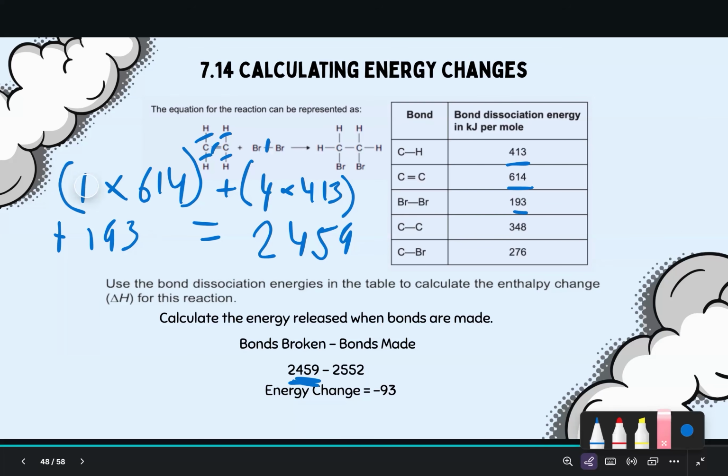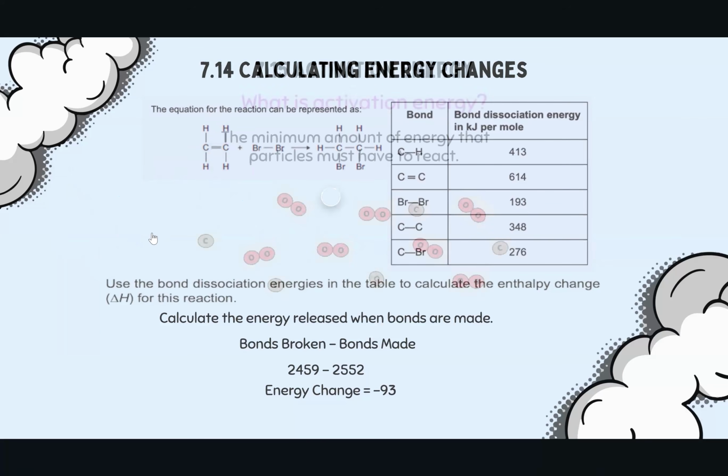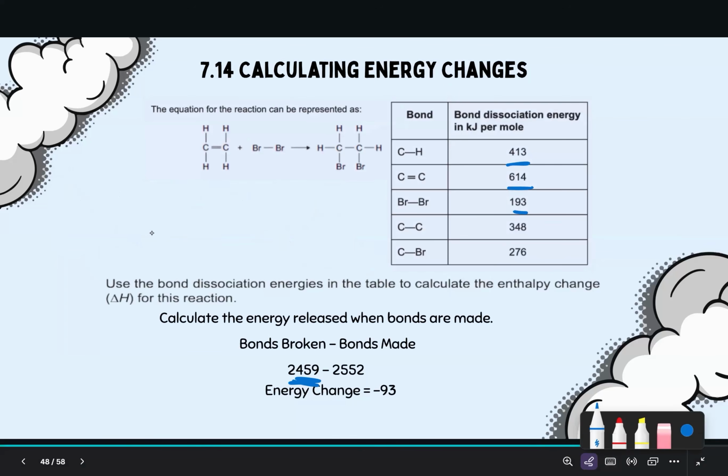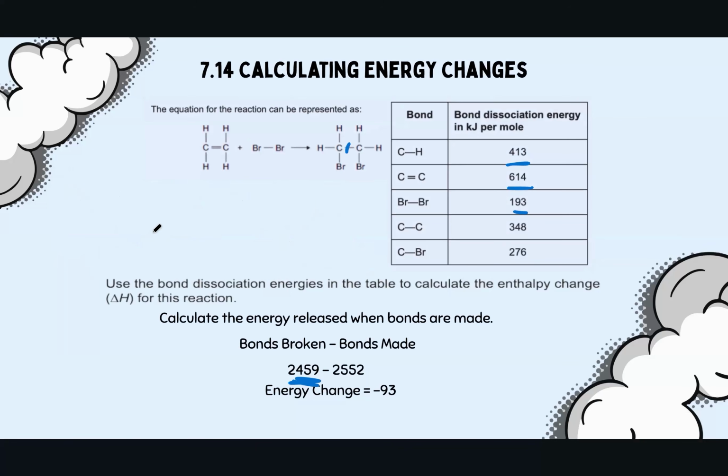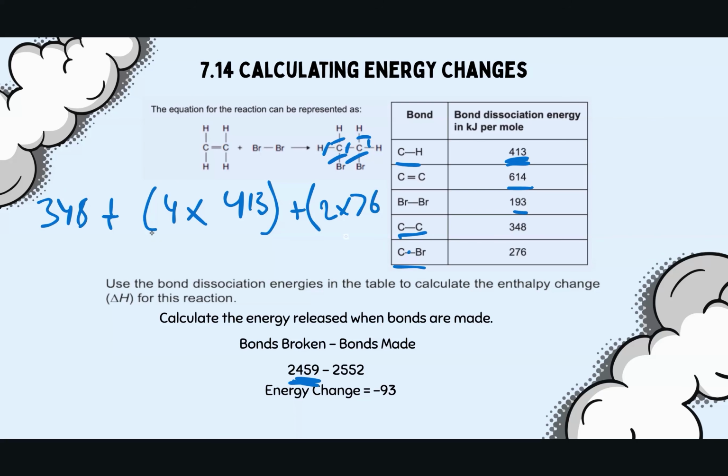Now let's look at the other side. So this time we're making one carbon-carbon bond. That's here. So that's 348, plus 1, 2, 3, 4 CH bonds. So that's 4 times 413, plus 2 C-Br bonds. So that's this one at the bottom, 2 times 276. Now altogether that equals 2,552. Now you take away those numbers, you get minus 93.